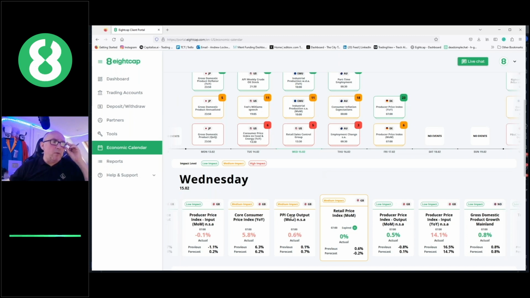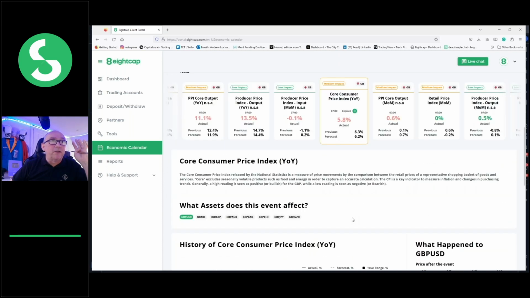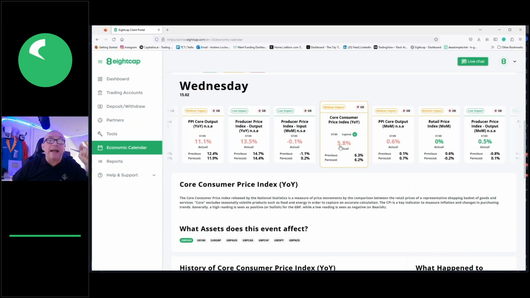Okay, so Wednesday at the moment, we've just had a release of the UK CPI. Okay, so this is the CPI. It came in at 5.8%. Now the forecast, look here, this is what I like about this. It tells you the forecast was coming in at 6.2%. Okay, and the previous was 6.3%.